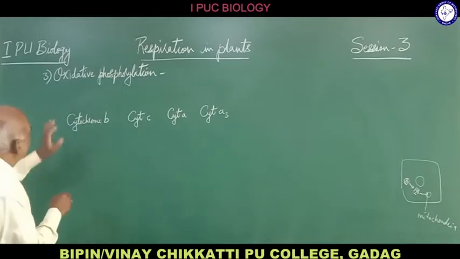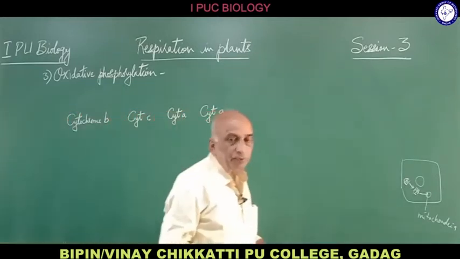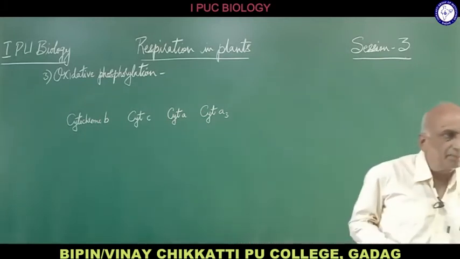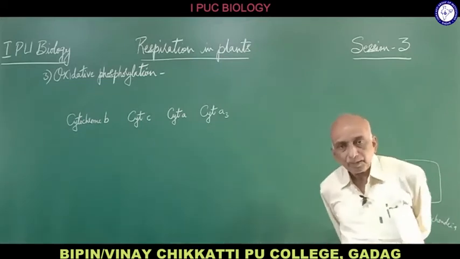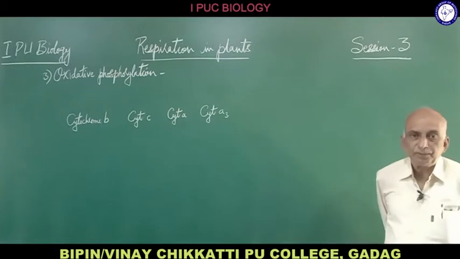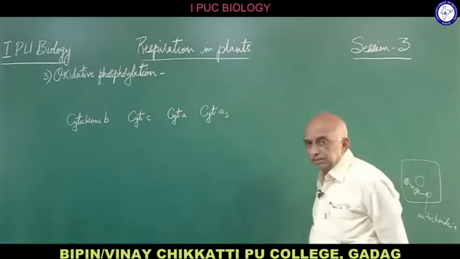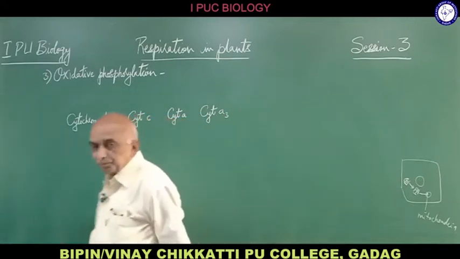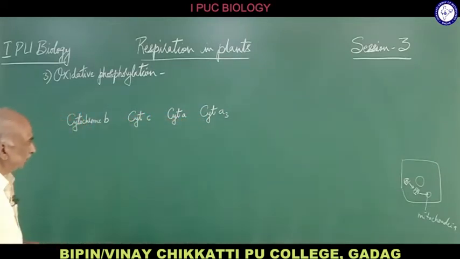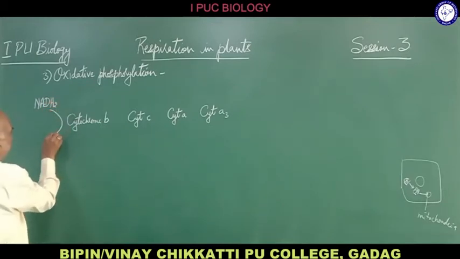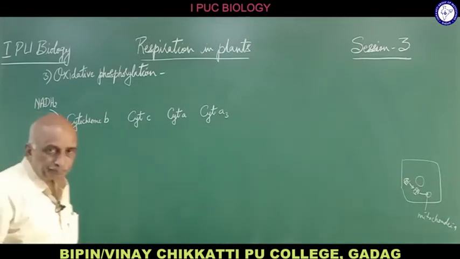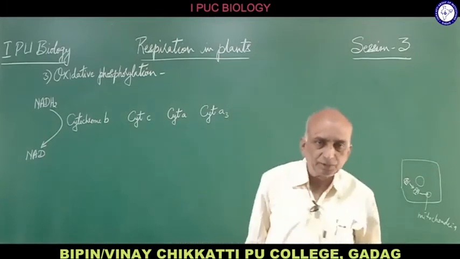So here what happens, during glycolysis there are 2 NADH2. During Krebs cycle there are 8 NADH2. So total 10 NADH2. And during Krebs cycle there are 2 FADH2 produced. There are 2 GTP. Like that, the NADH2 and FADH2 undergo oxidation. So NADH2 will release the electrons to form NAD. So totally there are 10 NADH2.